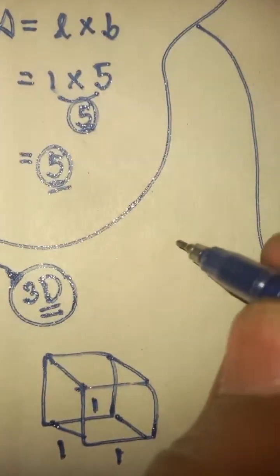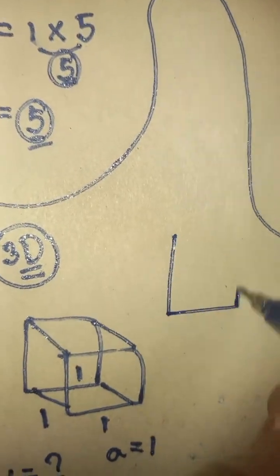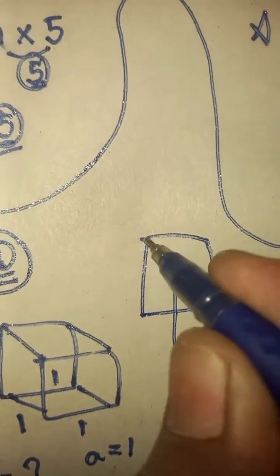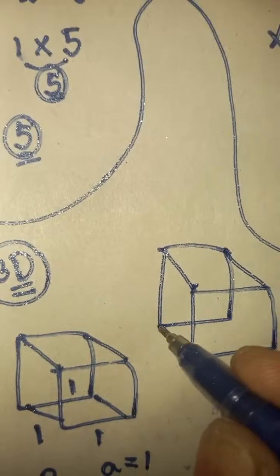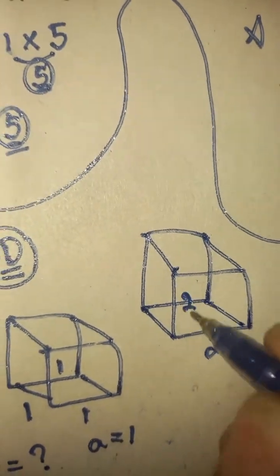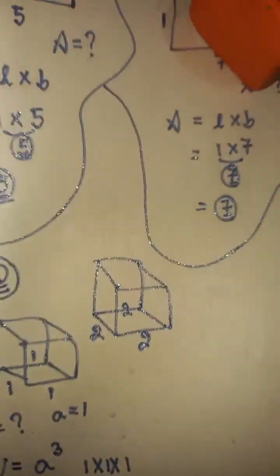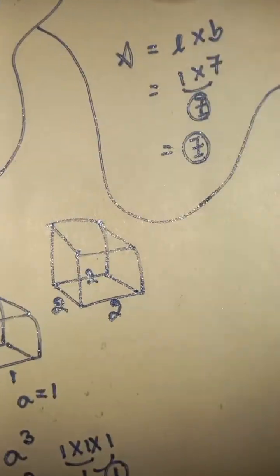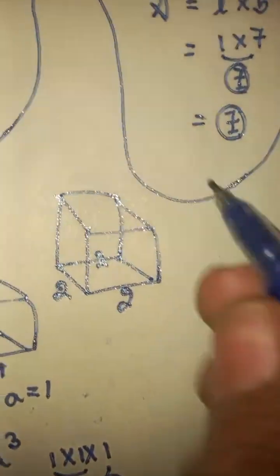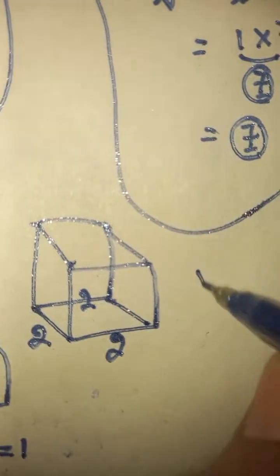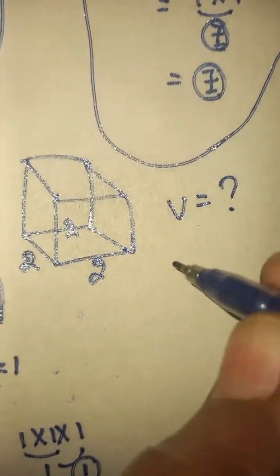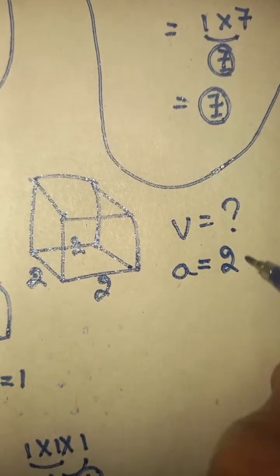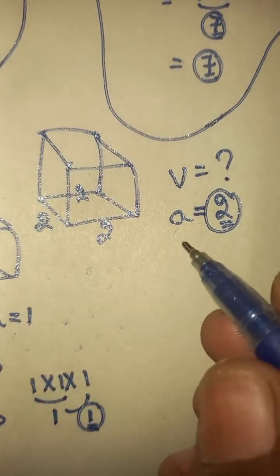Let's take another cube, and in this cube all edges are given as 2 units. Here the length, breadth and height are everything 2 units. Here also you need to find the volume of the cube. To find it, they have given the edge length as 2 units.